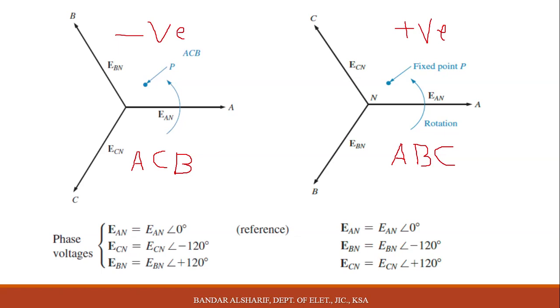Okay. If you want to write the formula now, it will change. This is the first one before, as we wrote before: EAN at 0, EBN at minus 120, ECN at plus 120. It will be opposite here: ECN is minus 120, EBN plus 120.